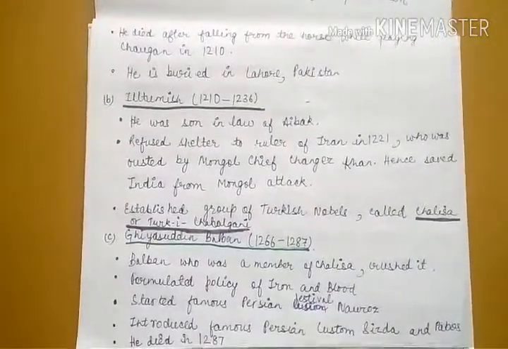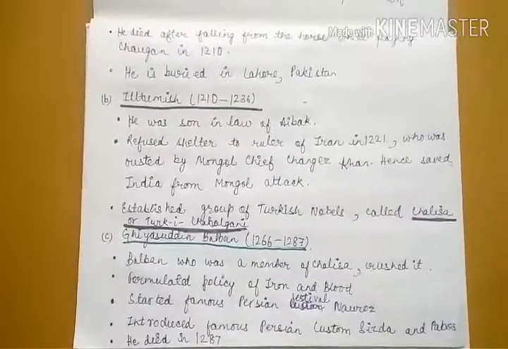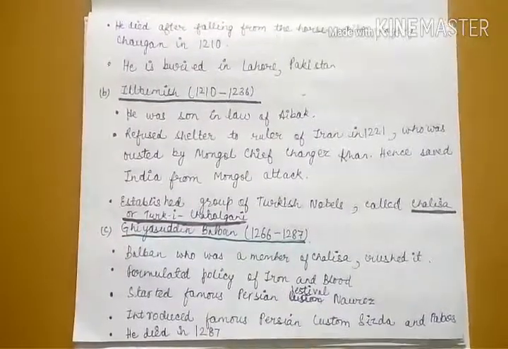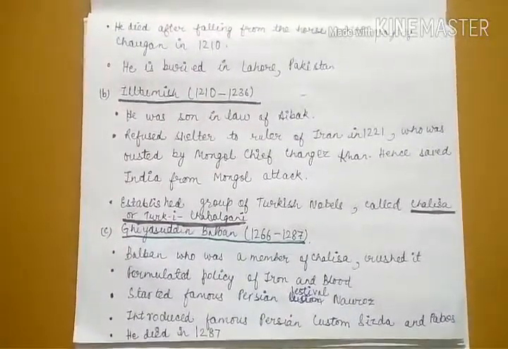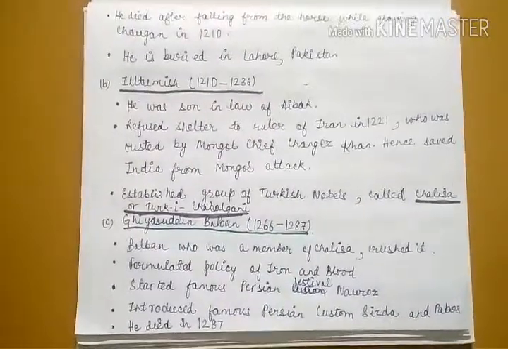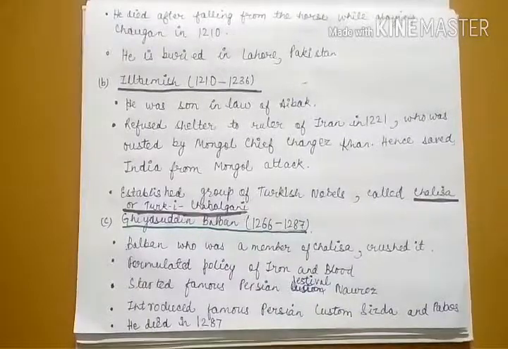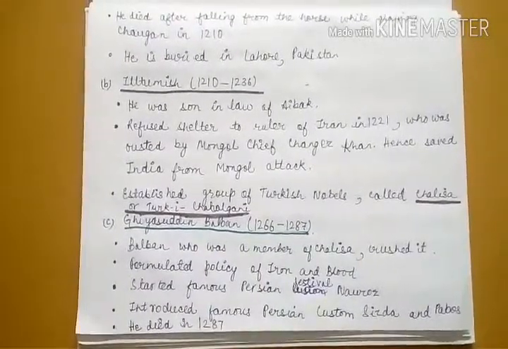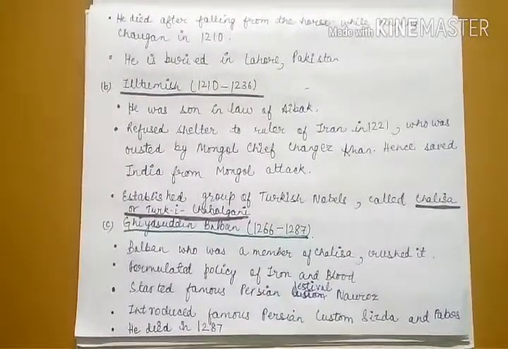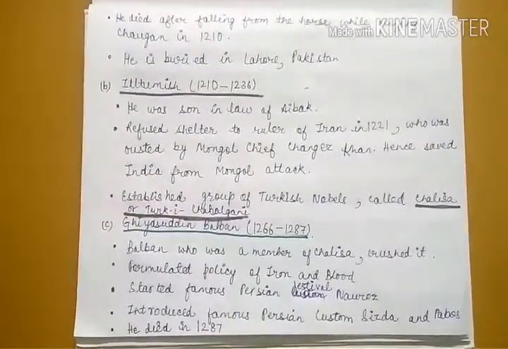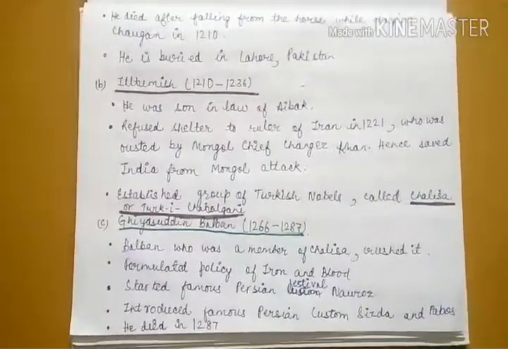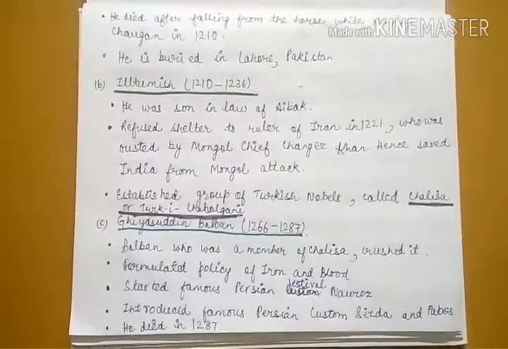After Qutbuddin Aibak, the most prominent ruler was Iltutmish, who transferred the capital from Lahore to Delhi. Remember, Lahore was the capital during the time of Qutbuddin Aibak, and Delhi became the capital from the time of Iltutmish. He was the son-in-law of Aibak. He refused shelter to the ruler of Iran, who was ousted by the Mongol chief Genghis Khan. This is how he saved India from a Mongol attack. Also, he established a group of Turkish nobles called Turkan-i-Chahalgani or Chalisa.